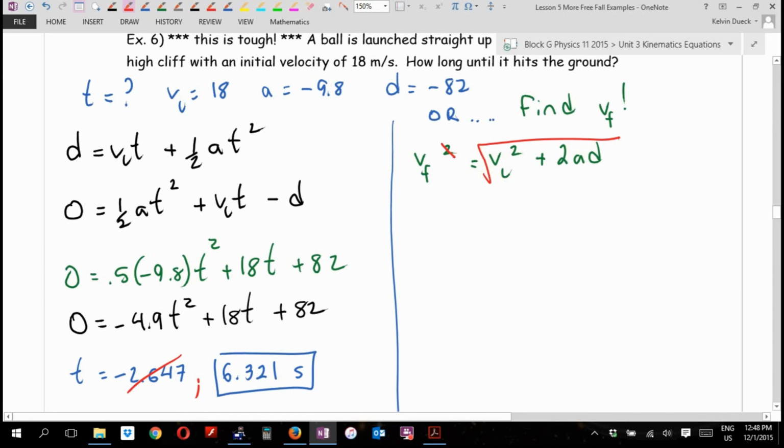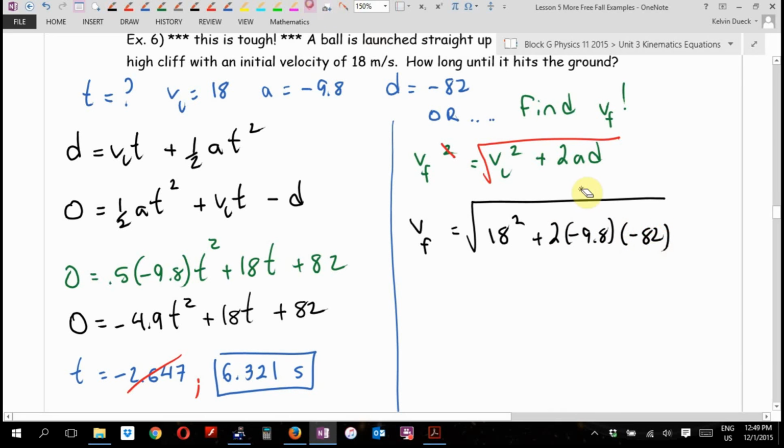Okay. We're going to find VF. And once we find VF, we can use that to find T very easily. So how am I going to find VF? It's going to be the square root of 18 squared plus 2 times negative 9.8 times negative 82. Robbie, do you remember I said to you, if you didn't put the negative there, you'd accidentally end up, because what's a negative times a negative? If you didn't put the negative there, you'd end up with a negative square root. Your calculator would barf at you, saying I can't do what you're asking.